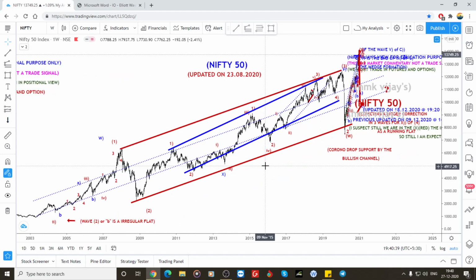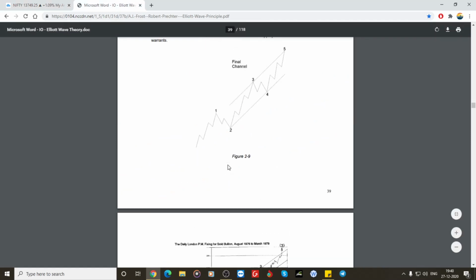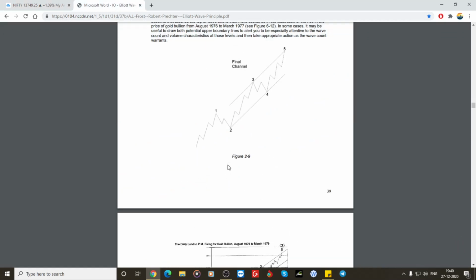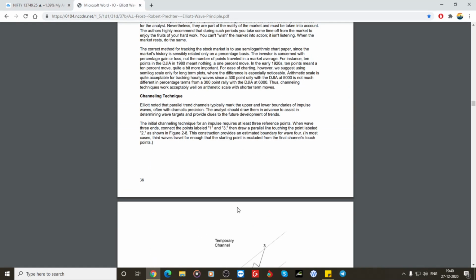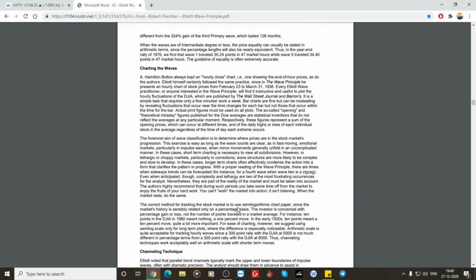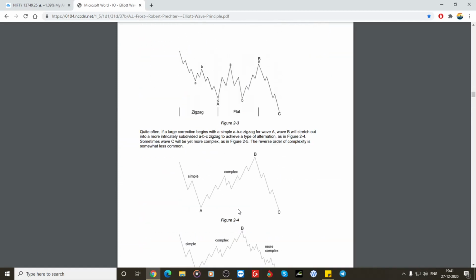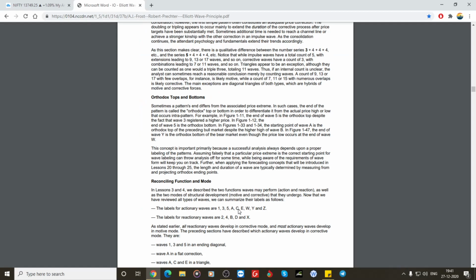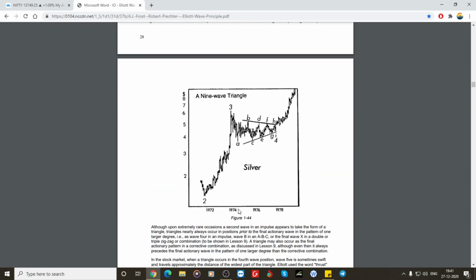And I hope I finished all the corrections, and I will recap all those things from part 1. In part 1 we did impulsive waves and the extensions, and in part 2 the diagonals, the leading diagonals and the ending diagonals. And the next thing is the corrections. In the corrections we have three types of corrections: one is zigzag, another is flat corrections, and the triangles.